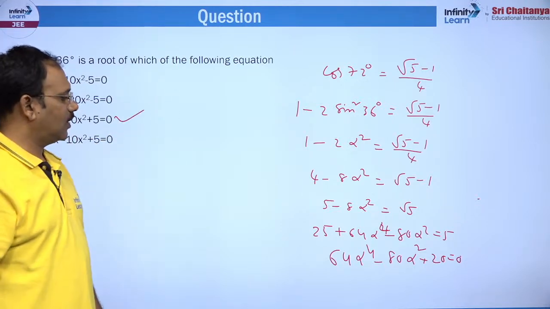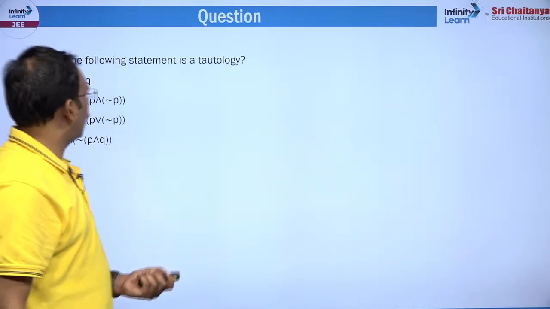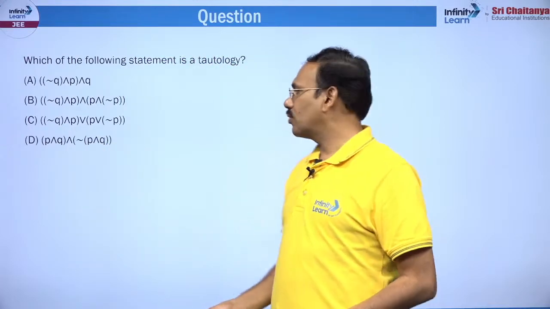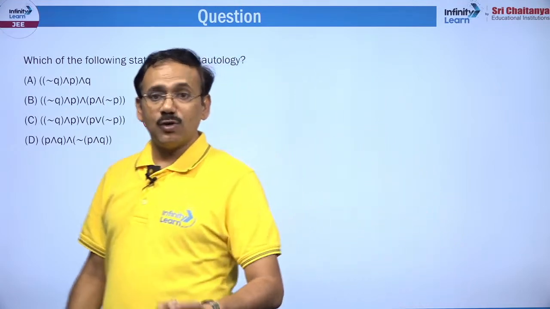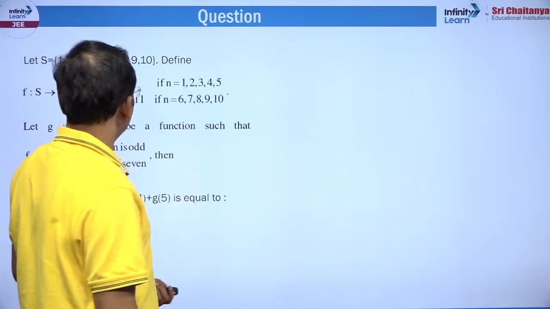That is it. Okay. Next, my dear friends, which of the following statements is a tautology? It is very simple, you can verify. You give all the 4 cases, and you will observe that the third option would be the answer. I do not want to waste your time, this is simple. You need to write the truth table for this, and accordingly you can do.